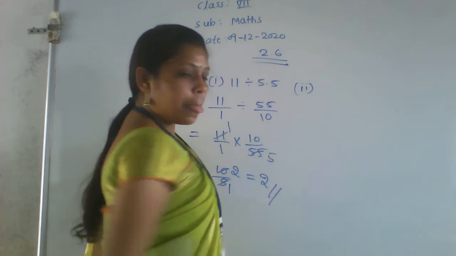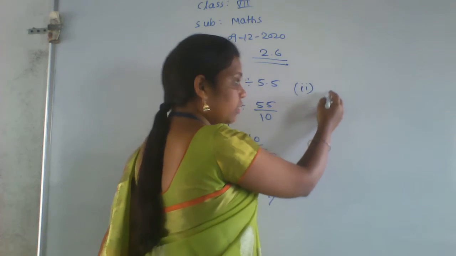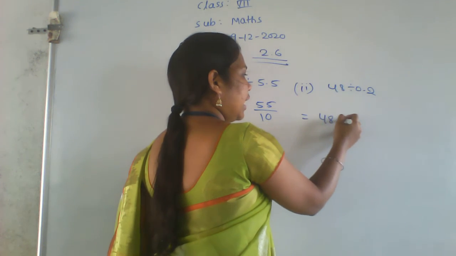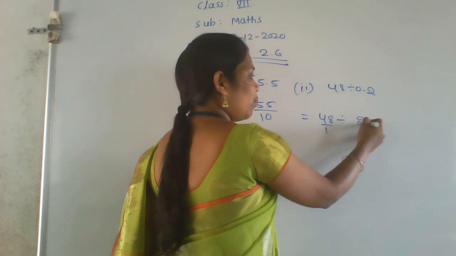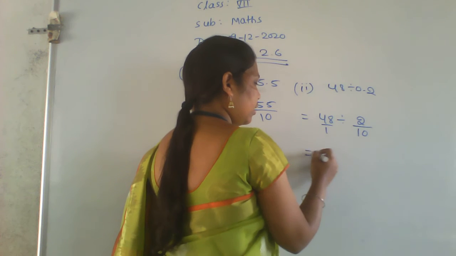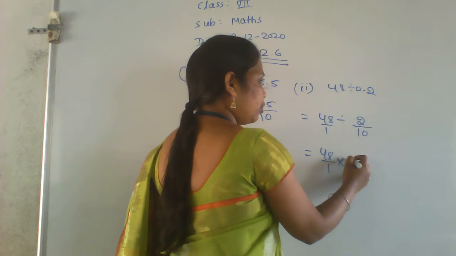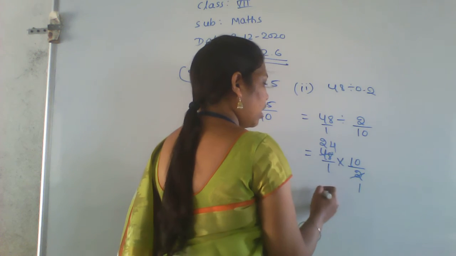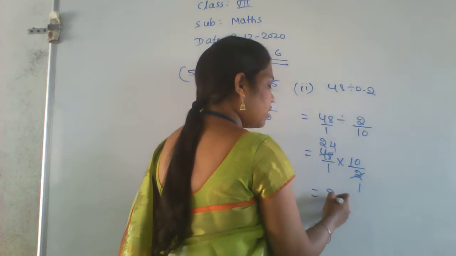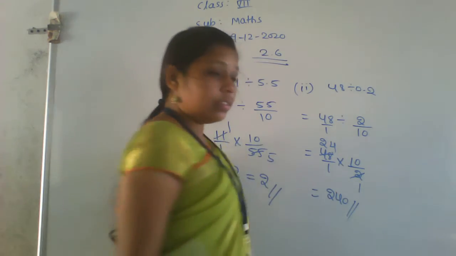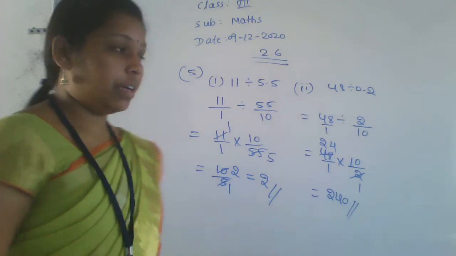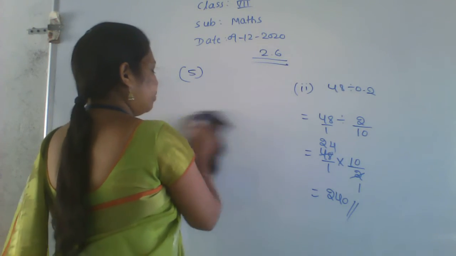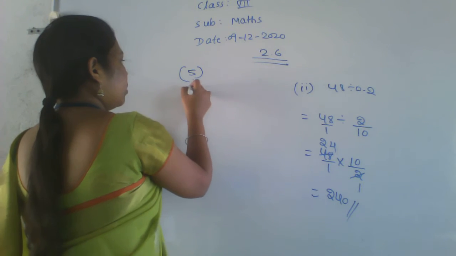Go for the second one. 48 divided by 0.2. 0.2 can be written as 2 by 10. So 48 by 1 into 10 by 2. 2 ones are 2, 2 twos are 4, 2 fours are 8. So 24 into 10, the answer is 240. Next, go for the third problem. What is the third one they have given here?